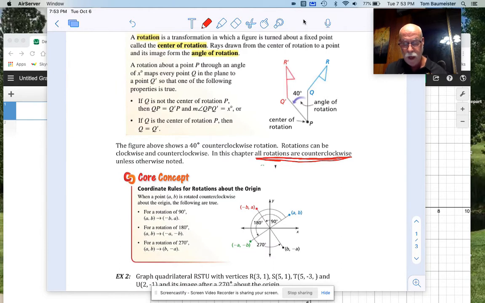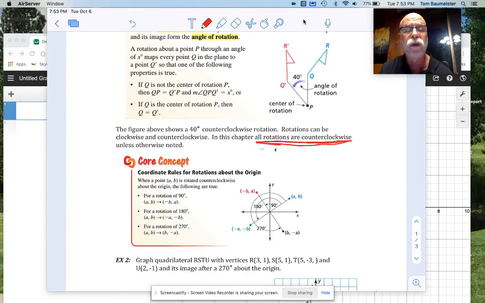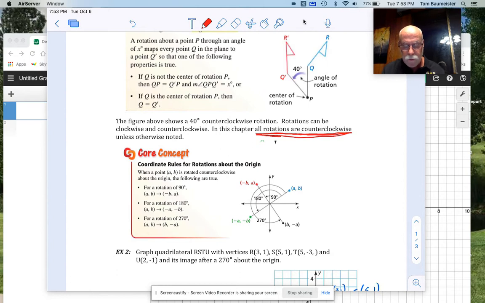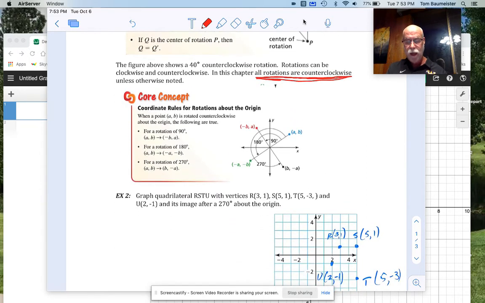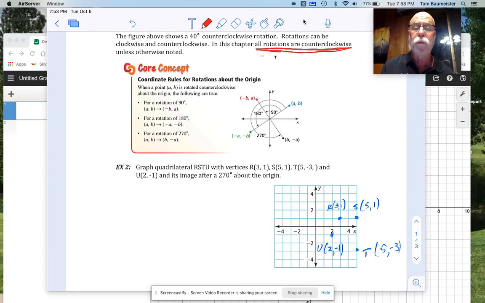So again, same thing. They have certain rules here. I'm going to try to show you something. If it doesn't work, follow the rules. So a rotation of 90 degrees, (a, b) becomes (negative b, a). A rotation of 180 degrees, (a, b) becomes (negative a, negative b). And then for a rotation of 270 degrees, (a, b) maps, remember the arrow means maps, to (b, negative a).